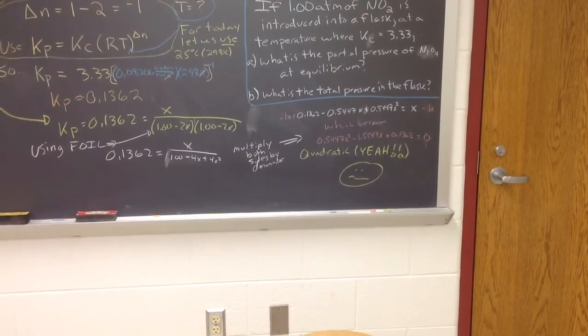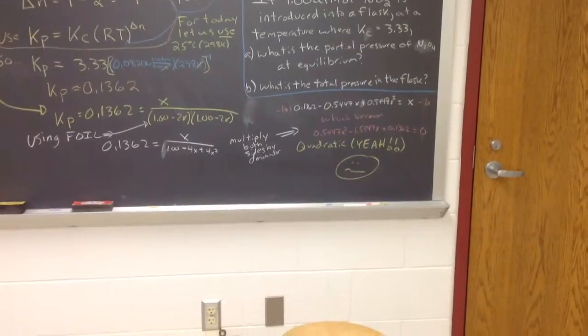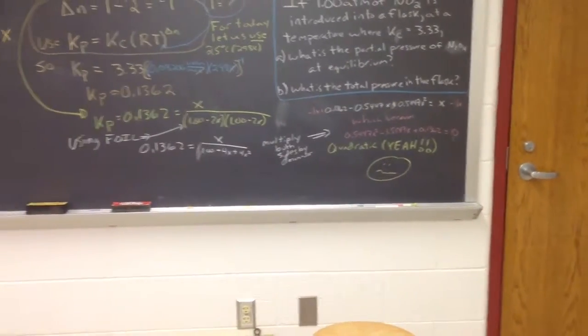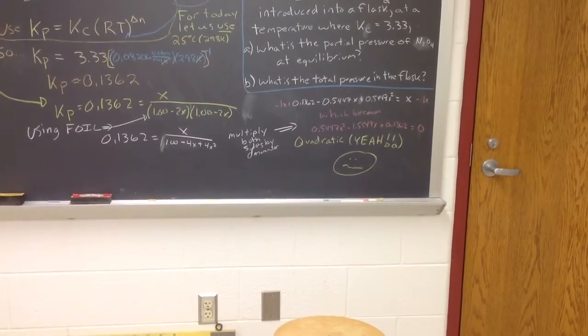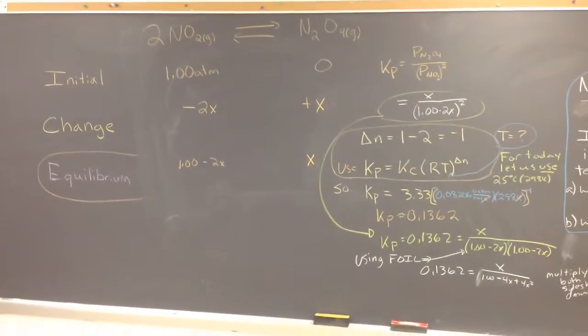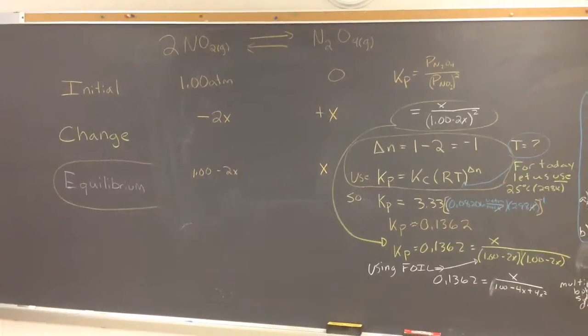So we've got our quadratic. Yay! You know, you're thinking that. So we've got our a, b, and c. We could use the quadratic formula and solve for this, and solve for x, which then is our equilibrium partial pressure for N2O4.